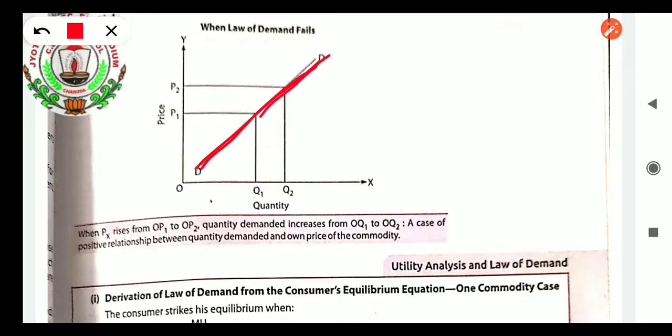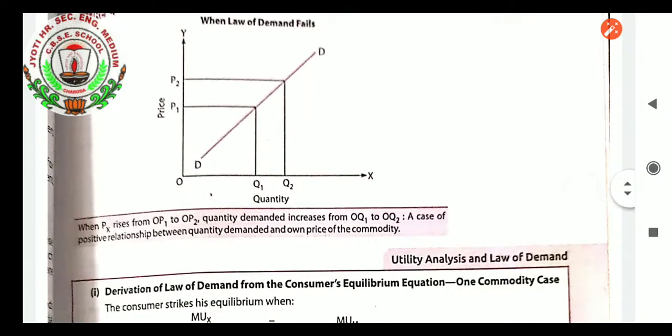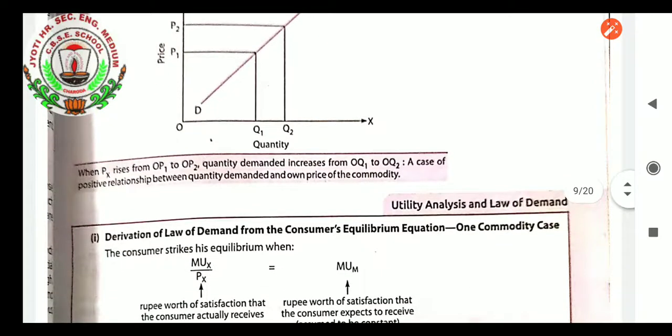How will you recognize it? See, from P1 to P2 it is increasing, so it is sloping upward. In the diagram we were seeing earlier, from P to P1 it was declining, so it was sloping downward. Now it is sloping upward. So you will get this graph when the demand increases and it will fail the law of demand.